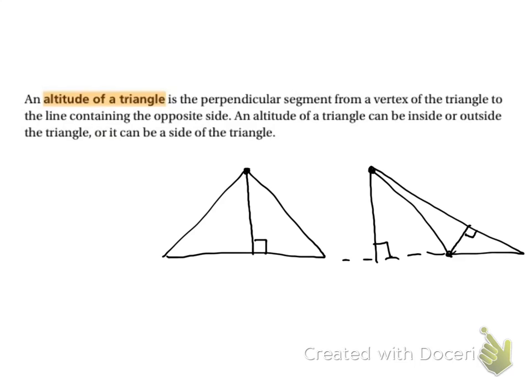And when we're working with right triangles, the altitude that goes from this vertex is just going to be this whole side, because that's perpendicular. So it could just be the side that's already on the triangle.